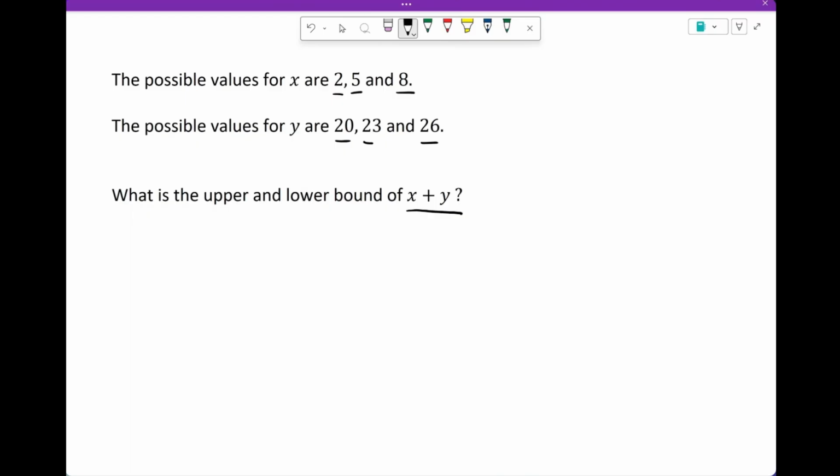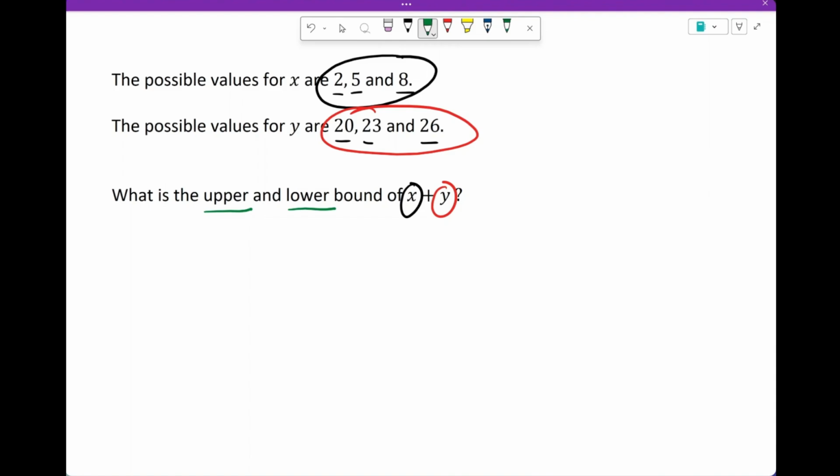So essentially what this is asking is if you picked a value for x out of the possible 3 we could select, and if you pick the value for y out of the possible 3 we could select, what is the highest answer we could get, which would be our upper bound, and what is the lowest answer we could get, which would be our lower bound? So let's start with our upper bound then. So I'm going to write upper bound of x plus y, just to indicate what I'm doing. And let's look at my numbers.